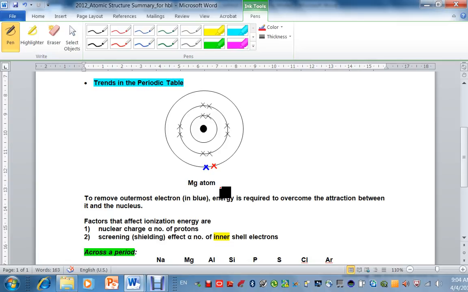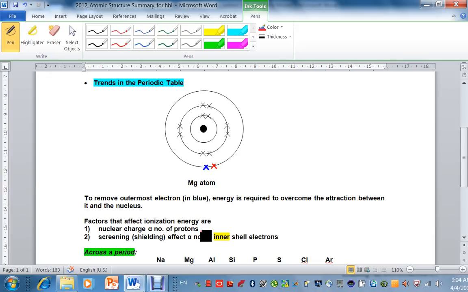Alright, so the factors that affect ionization energy will be, 1. Nuclear charge. This one I think is obvious. The more protons there are in the nucleus, the nucleus will definitely exert a stronger attraction on the electron. So that will tend to increase the ionization energy.